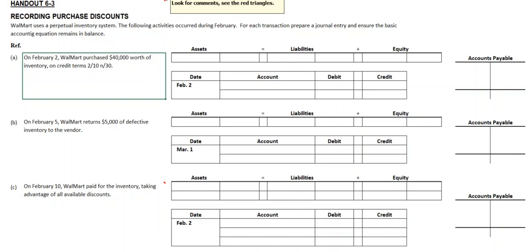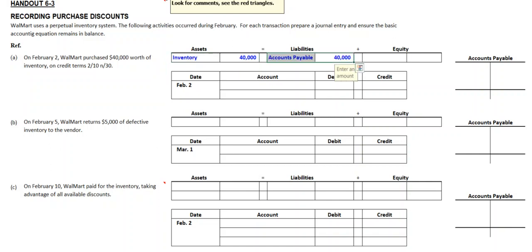We've purchased $40,000 worth of inventory. So we've got an increase in assets of $40,000. And we've got an increase in accounts payable liabilities of $40,000. In terms of our journal entry, we increase assets with a debit to inventory, and we'll increase our liabilities with a credit to accounts payable. We're going to keep track of our accounts payable T account to show how we pay this down. So we have a $40,000 credit to accounts payable.